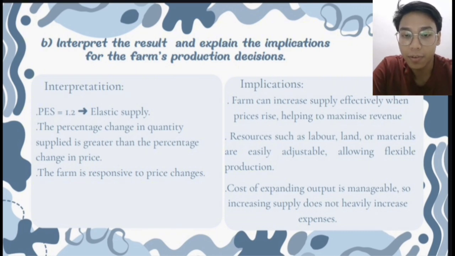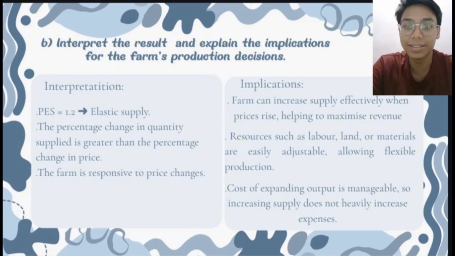Okay, first one, the farm can increase supply effectively when price rises, helping to maximize revenue. Secondly, resources such as labor, land, or materials are easily adjustable, allowing flexible production. Thirdly, the cost of expanding output is manageable, so increasing supply does not heavily increase expenses. That is all for me, and thank you.